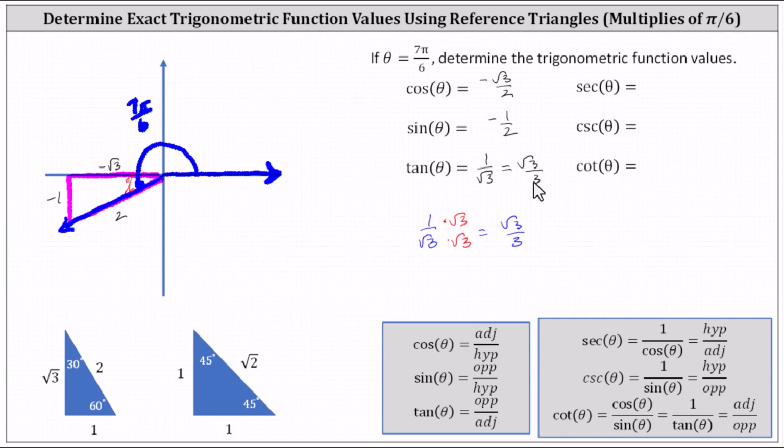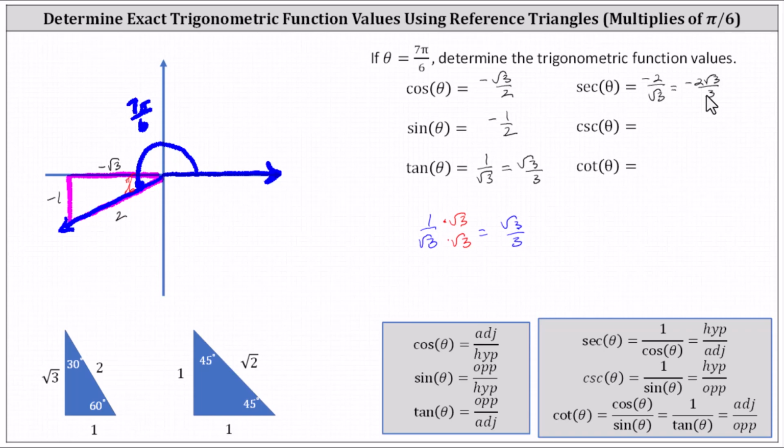Next, the secant function value equals the reciprocal of the cosine function value. The reciprocal of negative square root 3 divided by 2 is negative 2 divided by square root 3. We're using the reference triangle. Secant 7 pi divided by 6 equals the ratio of the hypotenuse to the adjacent side, which also gives us 2 divided by negative square root 3, or negative 2 divided by square root 3. And if we rationalize the denominator like we did for 1 divided by square root 3, we can also express the function value as negative 2 square root 3 divided by 3.